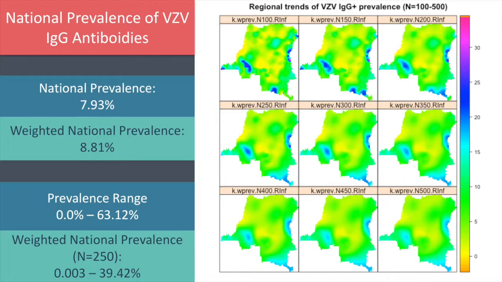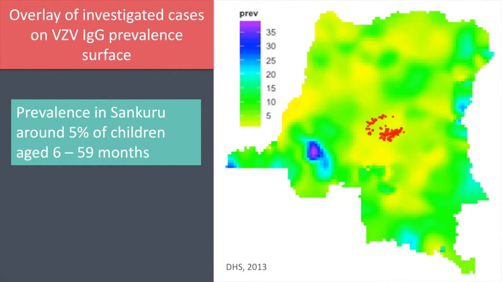And we can still see that there are pockets of high density, or there's a lot of immunity to chickenpox. But in some central regions, it's still pretty low. And when we overlay our cases from the active surveillance over the prevalence, we can see that this area has about 5% immunity in children less than 5. So it's a bit low to be seeing 14% of active cases investigated having co-infections.